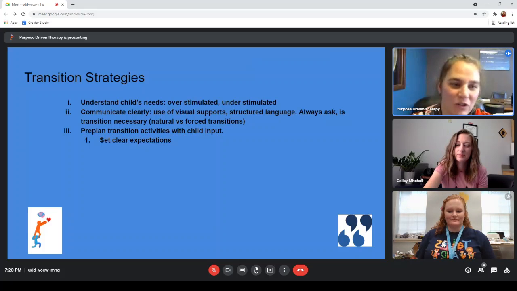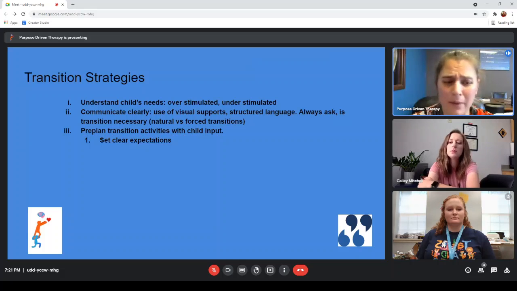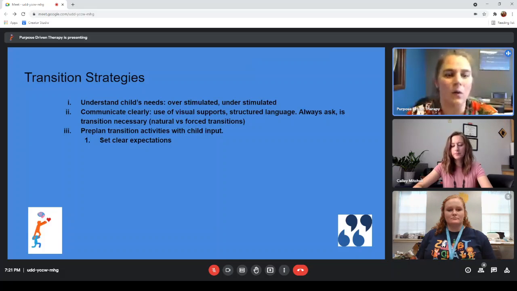For our transition strategies, something that we can look at is, like I was saying, understanding what our child's needs are. If your child has some sensory issues, it's going to become evident because there's going to be things they don't like. If they're hypersensitive, there's going to be clothes they refuse to wear. There's going to be times they don't want to be touched. There's going to be sounds that they avoid. Maybe they don't like loud areas, bright areas, or hot or cold.